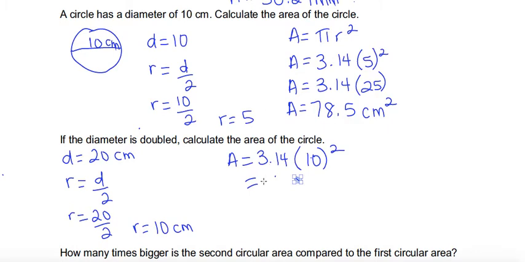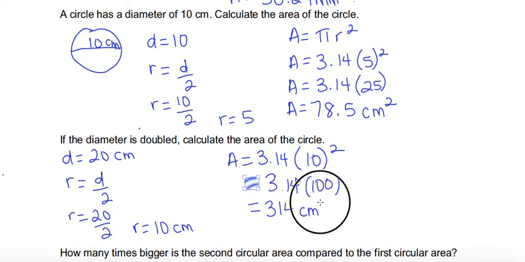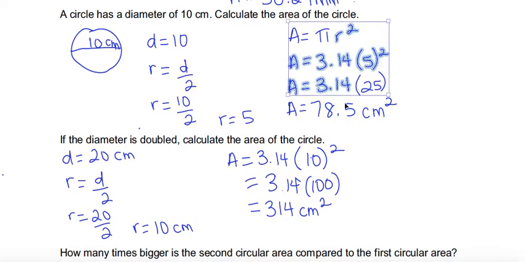So I have 3.14 times 100, which gives me 314 centimeters squared. So if we look up here at this first example, even though I doubled my radius, if I look at the calculations for my area, those aren't doubled, okay? So that's important to think about.